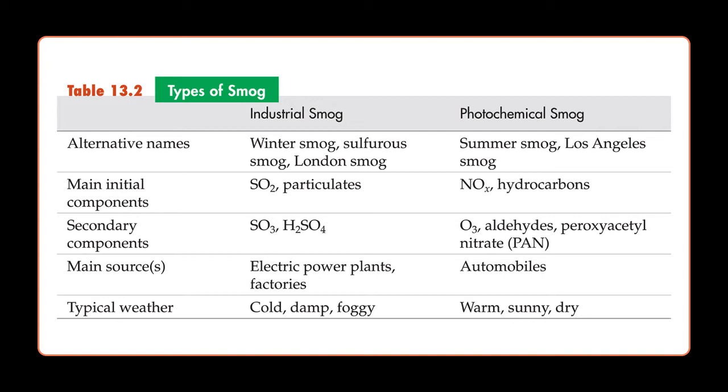One of the main secondary concerns from industrial smog is acid rain, and this again typically happens in cold, damp areas. The main source of industrial smog will be electrical power plants and factories. Photochemical smog, on the other hand, typically comes from automobiles and occurs in those warm, sunny areas.